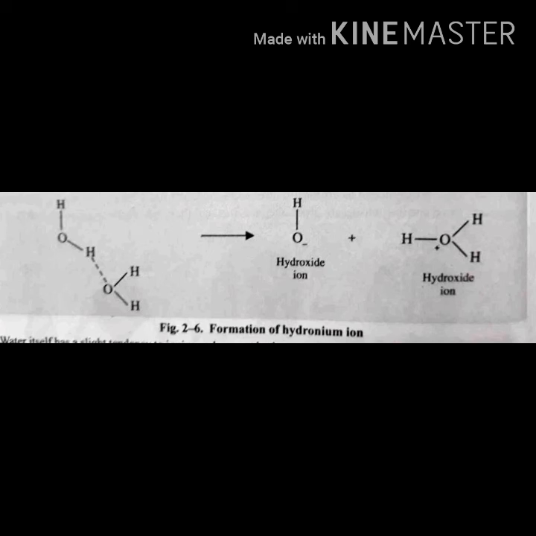So, in the formation of hydronium ion, if we take a deeper explanation to understand its pattern, water itself has a slight tendency to ionize and can act both as a weak acid and as a weak base. When it acts as an acid, it releases a proton to form hydroxyl ion. When it acts as a base, it accepts a proton to form hydronium ion.